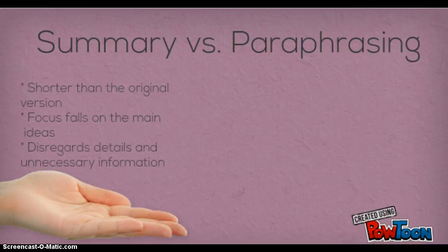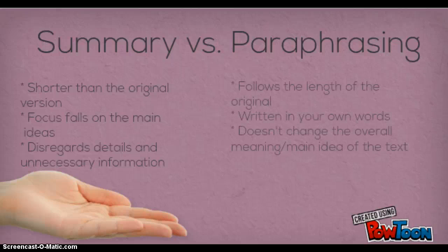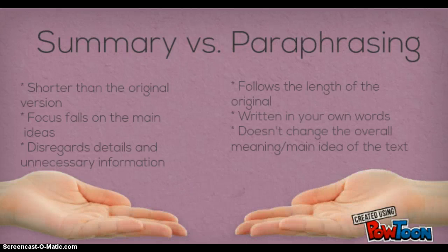When you write a summary, it's shorter than the original version. Focus falls on the main ideas and disregards details and unnecessary information. When you are paraphrasing, it follows the length of the original version. It's written in your own words and doesn't change the overall meaning or the main idea of the text.